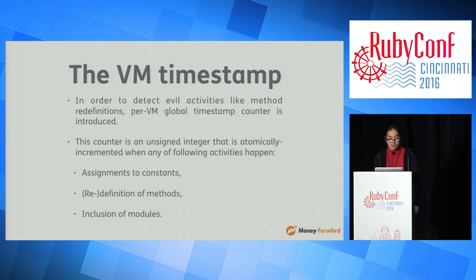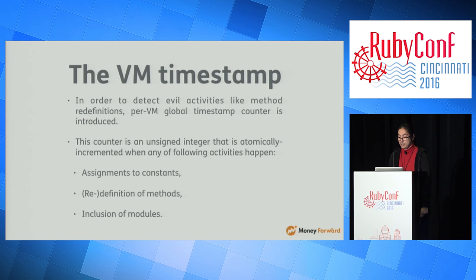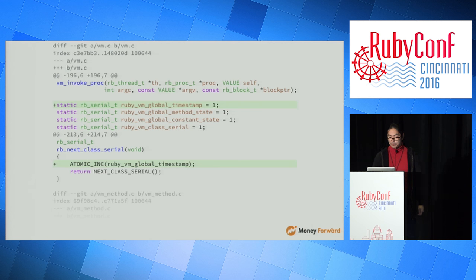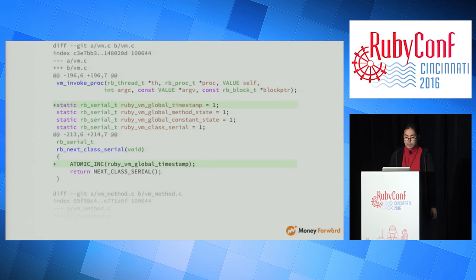Now, because we have to know when redefinitions happen, we are going to have a new state variable. This is the global VM timestamp, which is incremented when something happens, for instance constant assignments, method redefinitions, and module inclusions. This is the implementation. It's a bit long, so not everything is shown here, but you can read that we introduce a new state variable, static RB_CLT, and so on, and atomic inc that part. It's very straightforward.